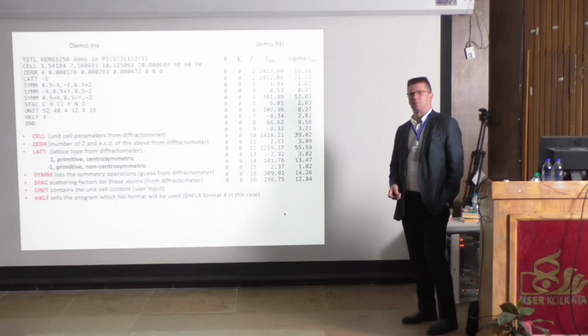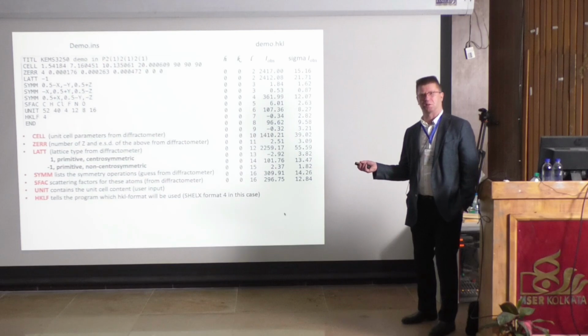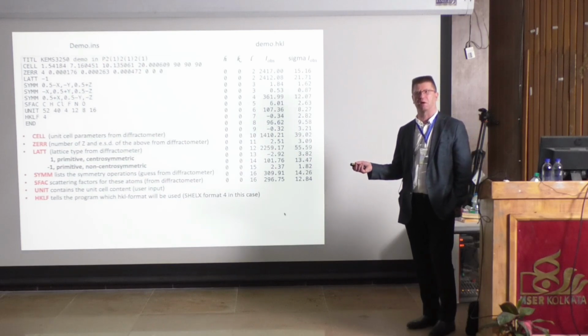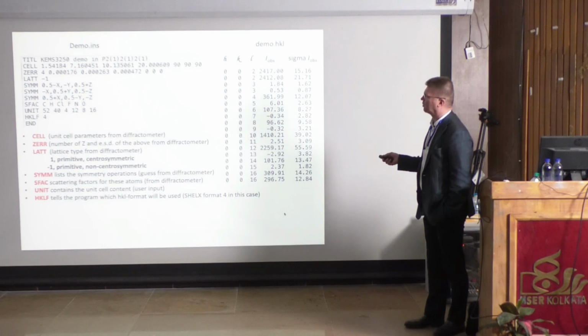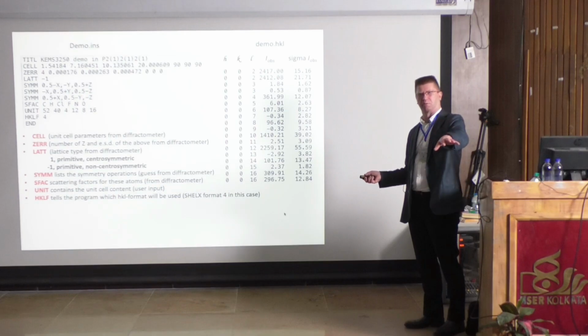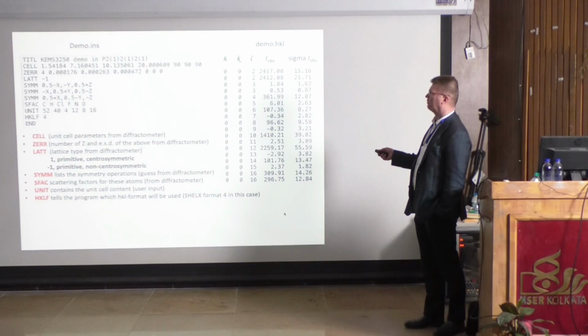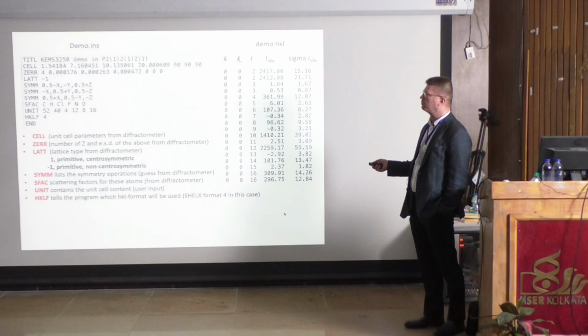Now, it doesn't open like this, but I show you what the files look like. So this is now the demo ins. This is directly written by the diffractometer program. It tells a cell, here it's a parameter. This is our unit cell. So wavelength, A, B, C, alpha, beta, gamma. So you can see already, okay, it's an orthorhombic system.